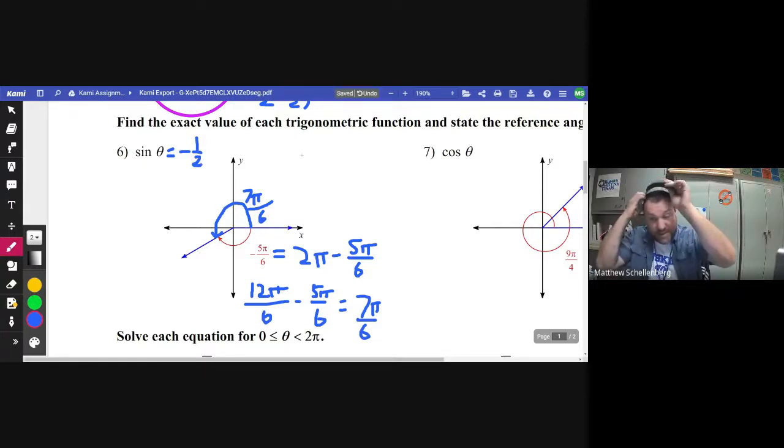Another way of doing this is, well, is there really a better way? If you like degrees, you could convert to degrees by looking at what 5 pi over 6 is, 150 degrees, and then subtract 150 from 360 if you prefer to do it that way. That's acceptable, but you know, it's a little bit out of your way.